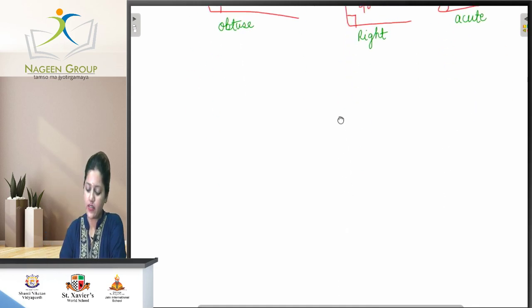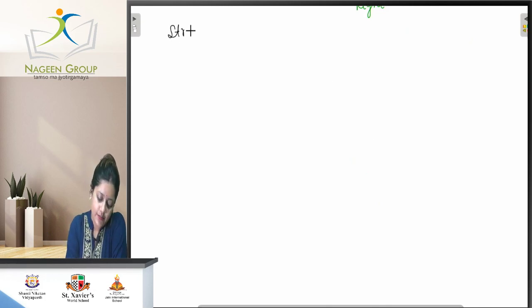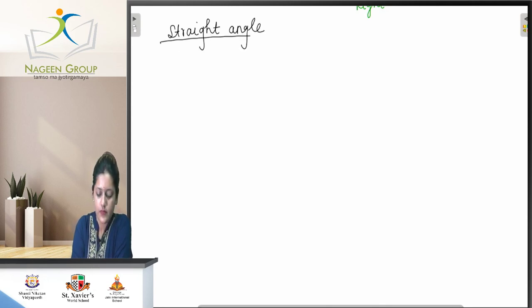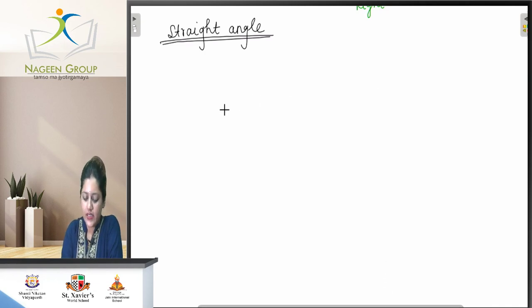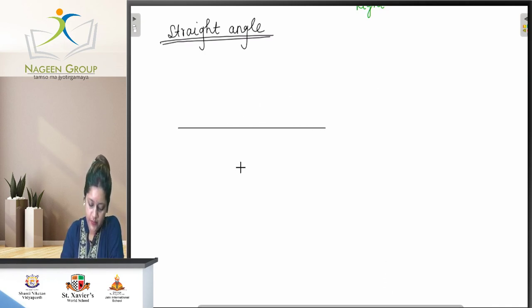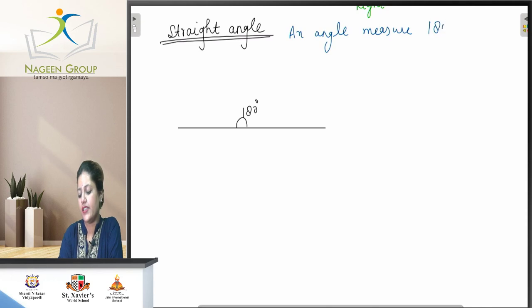Now, the next angle is known as the straight angle. This angle is simply this one, 180 degrees. Means an angle that measures 180 degrees is called a straight angle.